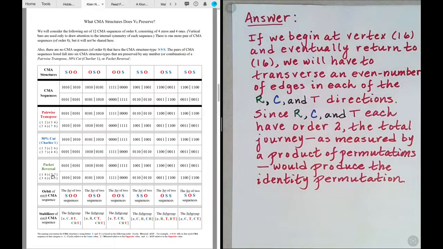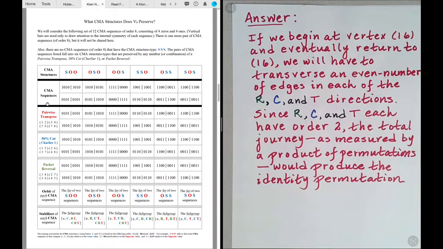Earlier in these class videos, we had the viewer calculate and derive some of these CMA sequences of order 8. So let's talk about this chart a little bit to get a better feel for the group V8. We will consider the following set of 12 CMA sequences of order 4, consisting of 4 zeros and 4 ones. There is actually one more pair of CMA sequences of order 8, but it will not be shared here, though I encourage the viewer to try to identify the remaining two CMA sequences. Here we have the CMA structures along the top, the CMA sequences corresponding to those structure types, and then the pairwise transpose, the 50% cut, and the packet reversal.